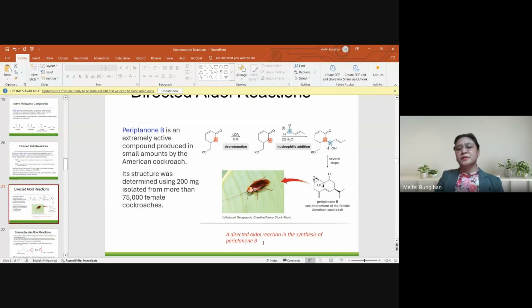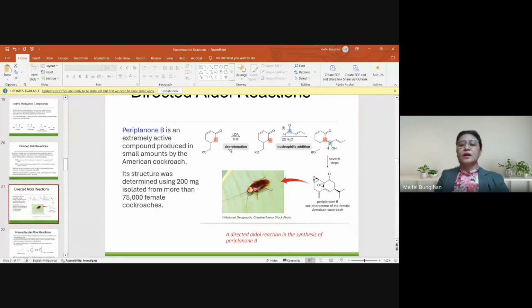Now, periplanone B is actually an extremely active compound produced by cockroaches, specifically the American cockroach. Its structure was determined using 200 milligrams isolated from more than 75,000 female cockroaches. So it's only from female cockroaches. This is actually a directed aldol reaction.